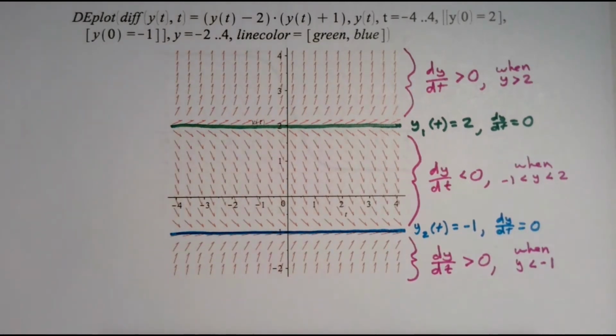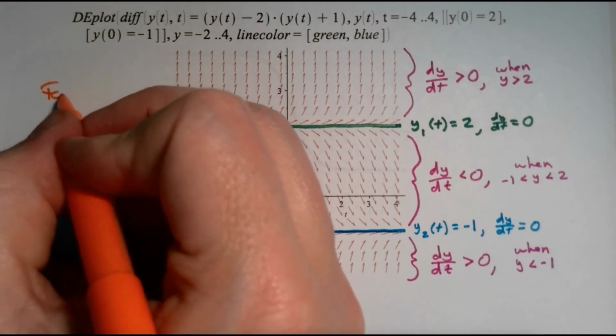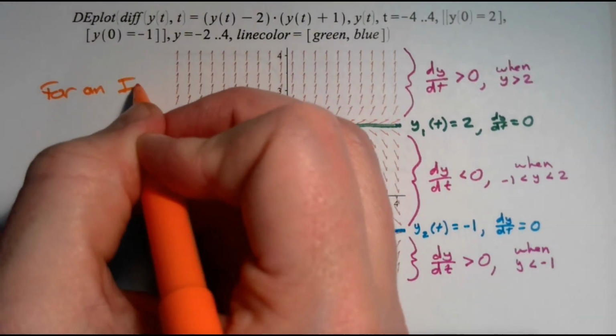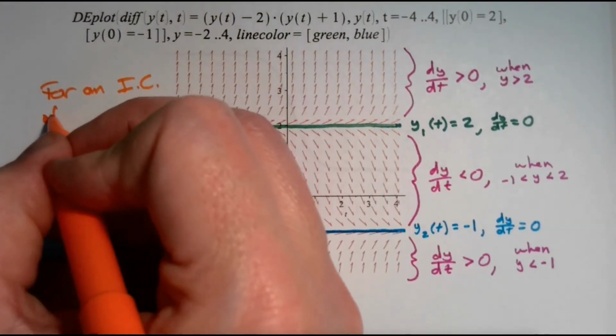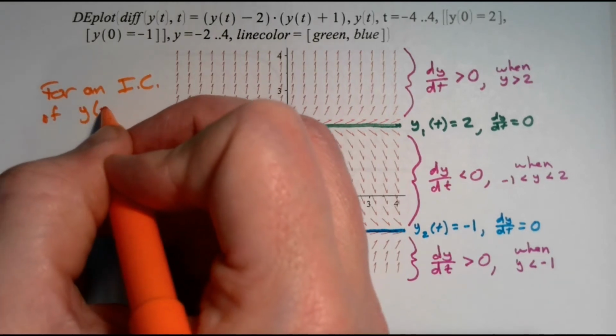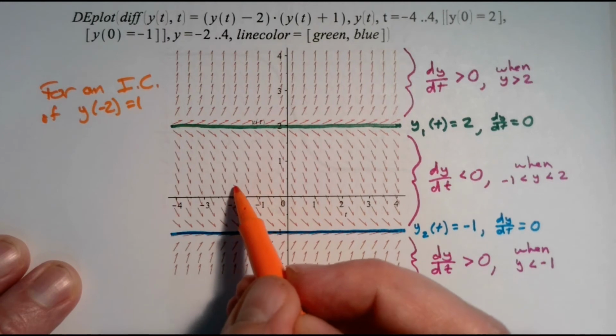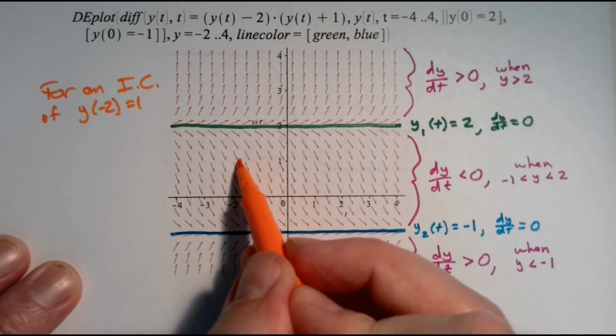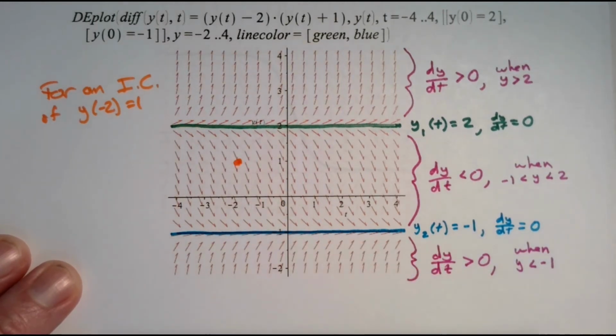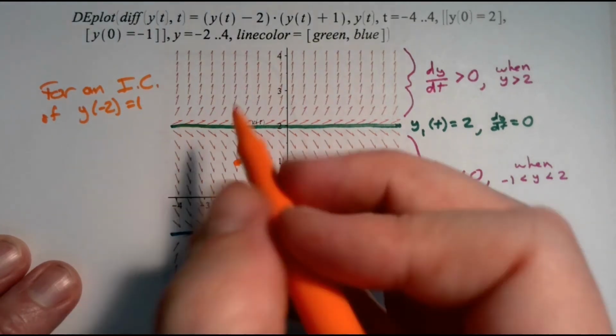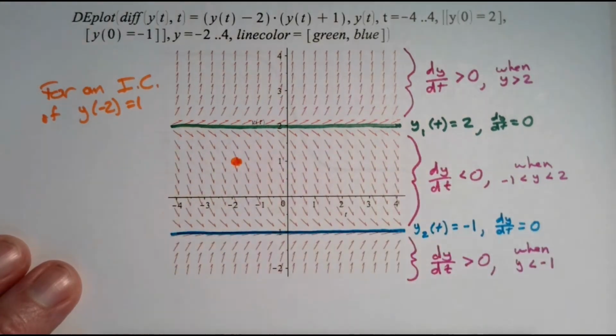So for example, if I were to give you an initial condition of something like, I don't know, an IC of something like y of -2 equals 1. So that means y of -2 equals +1. So something like right there. There's my initial condition. Well, it's a little over, but you get the idea. What's going to happen to that solution curve?